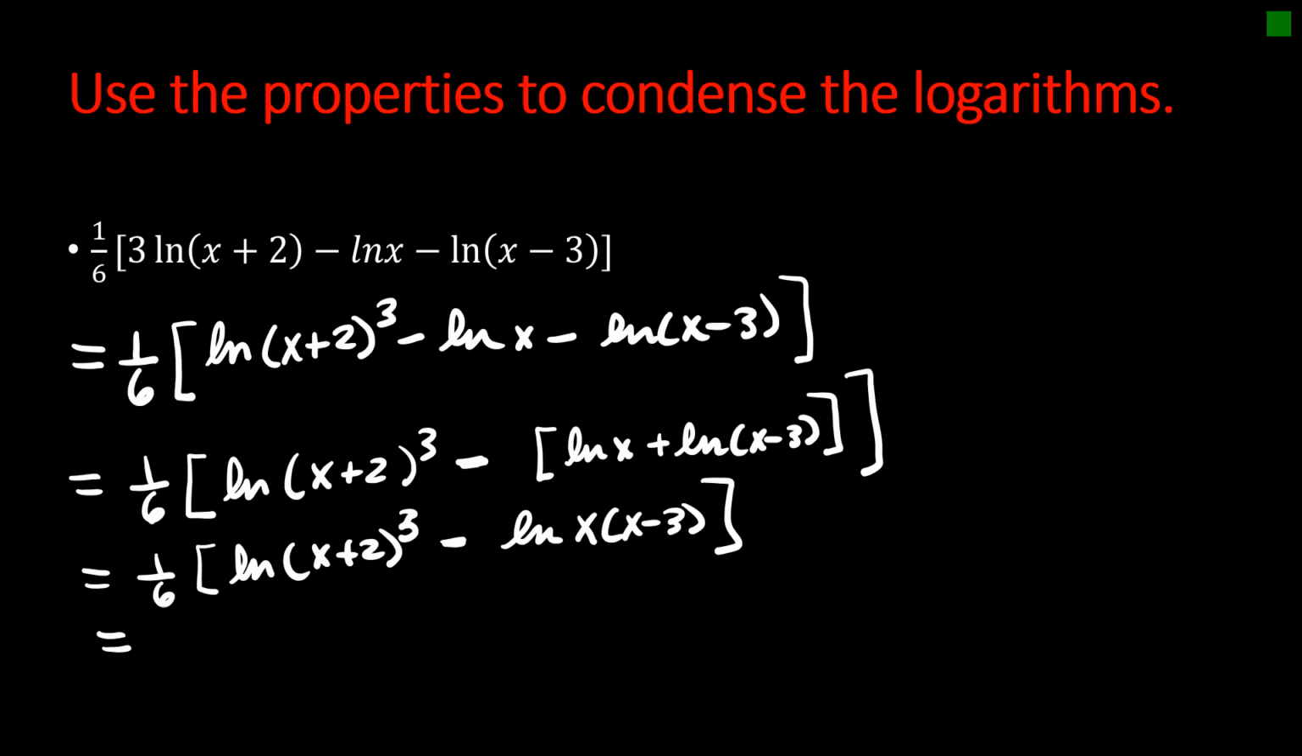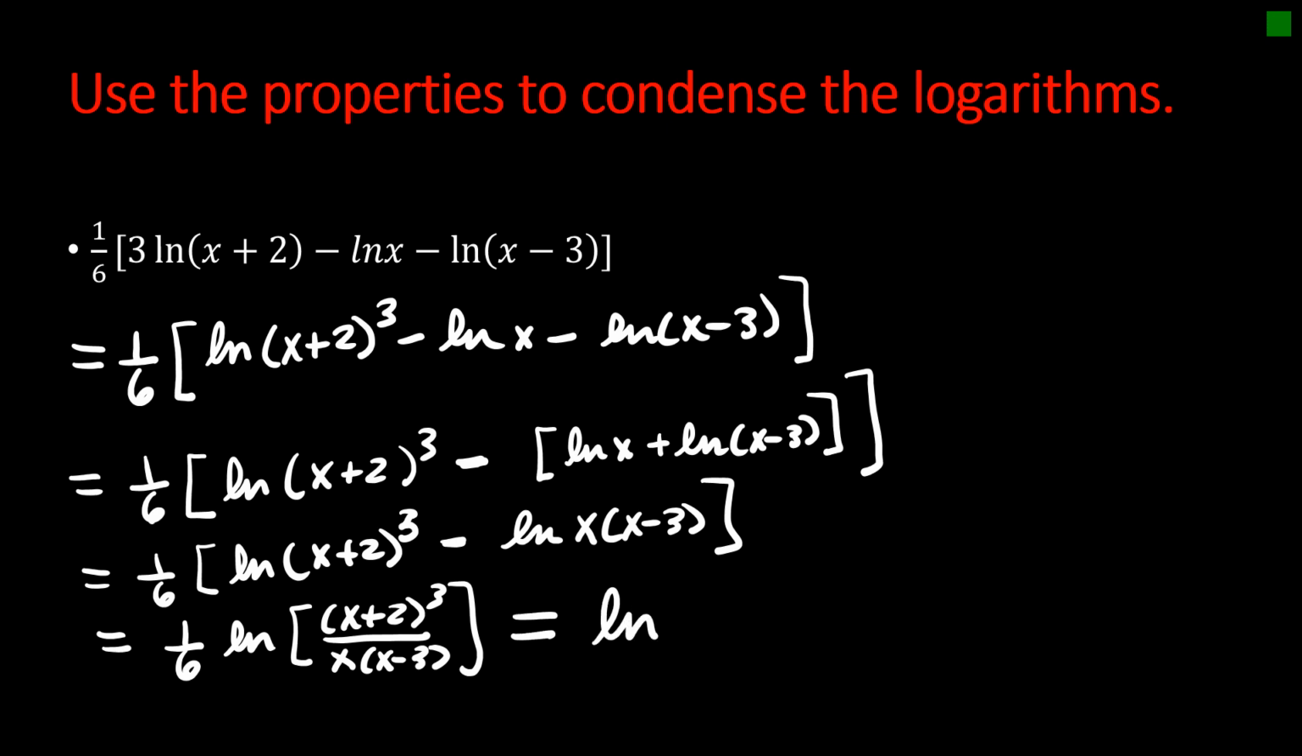And now we can get this together as 1/6 natural log of x plus 2 cubed over x times x minus 3. And then our 1/6 goes up as a power. Natural log x plus 2 cubed over x times x minus 3, all to the 1/6 power.